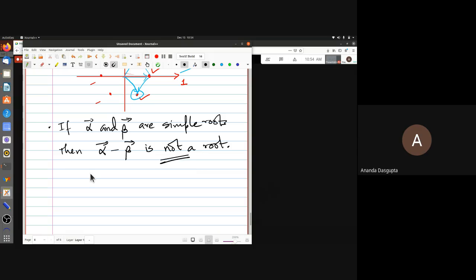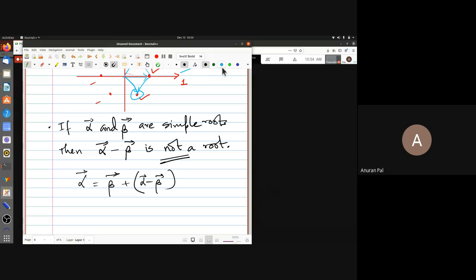Look, if alpha and beta are simple roots, what does that mean? That means that they are positive roots which cannot be written down as a sum of other positive roots. Okay? But alpha is of course beta plus alpha minus beta. Does that contradict the fact that alpha and beta are simple roots? Alpha in particular is a simple root? Yes or no?